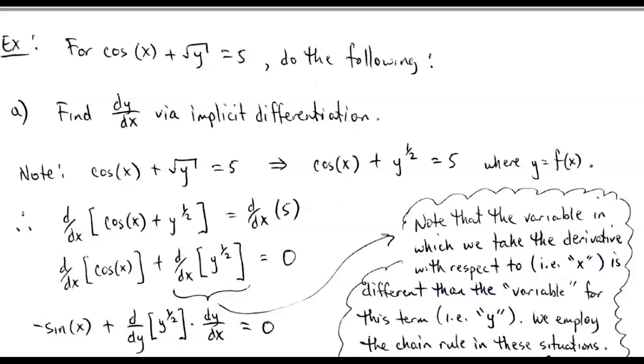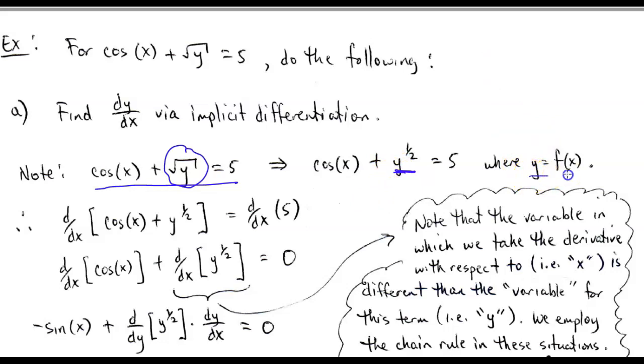Part A, we want to be able to find out the derivative of y in terms of x via implicit differentiation. So to do that here, the first thing that we see is we have our equation, and I'm going to rewrite this as y raised to the 1/2, just because I know that when I need to take the derivative of y raised to the 1/2, it's going to be easier to do if I have it in fractional exponent form, because I could use the power rule for differentiation.